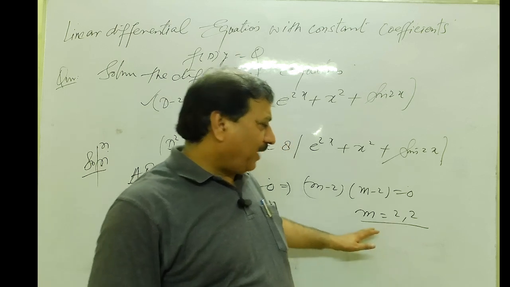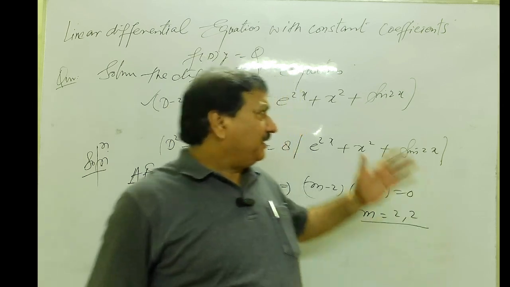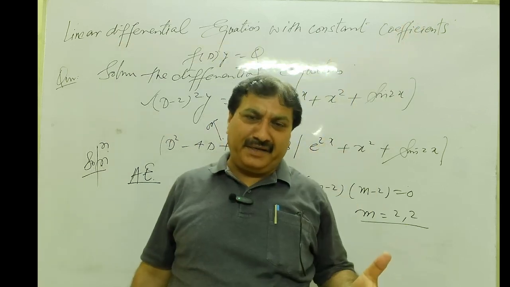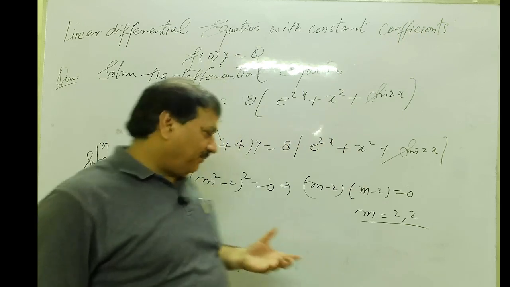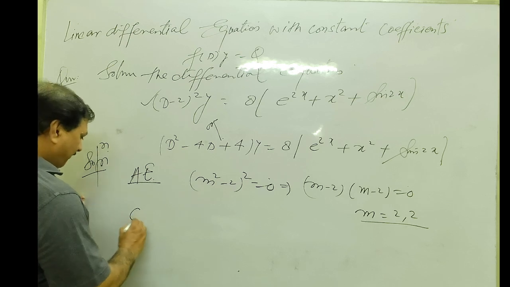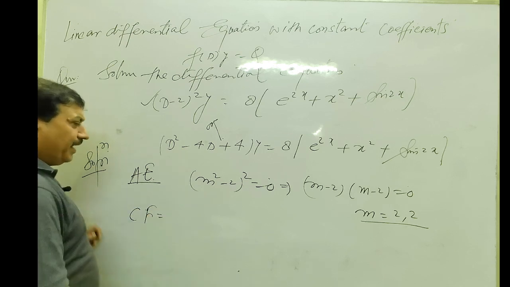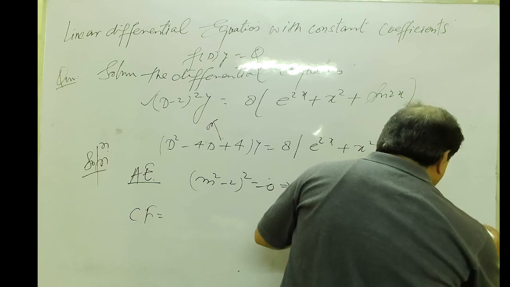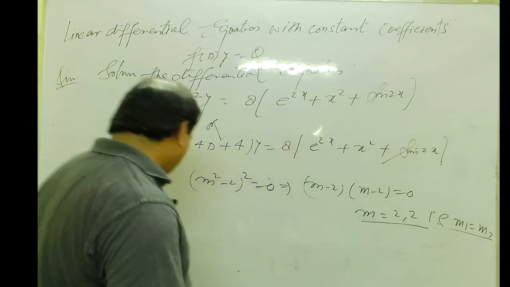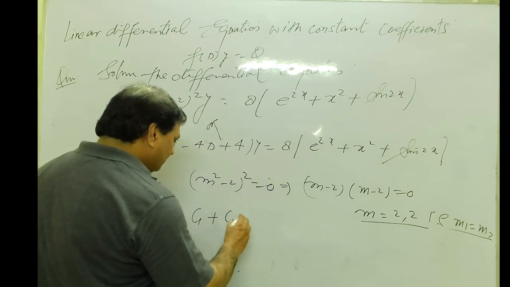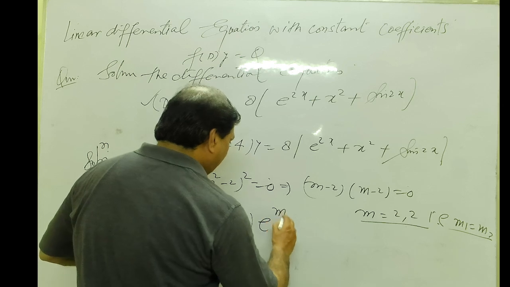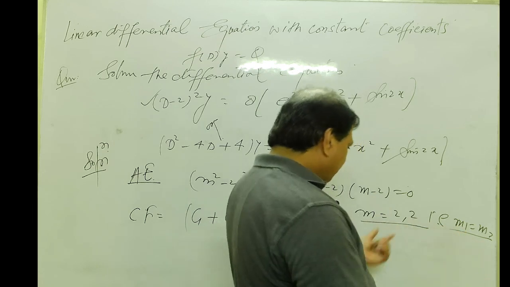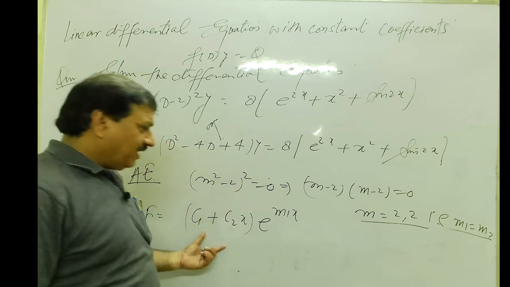This is very important. In the linear differential equation with constant coefficients, to find the complementary function when two roots are repeated, that is m1 equal to m2, the formula of CF is (c1 plus c2 x) e to the power m1 x, because m1 and m2 are both the same, that means 2 equal to 2. This is the formula of CF.